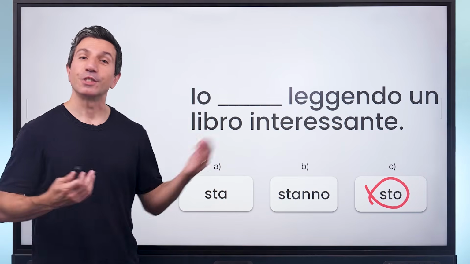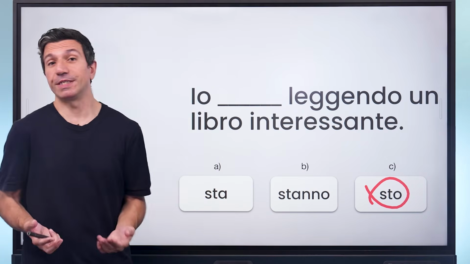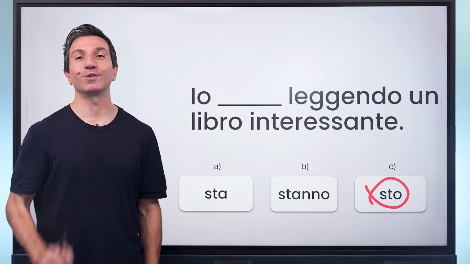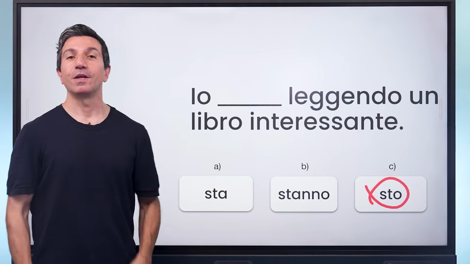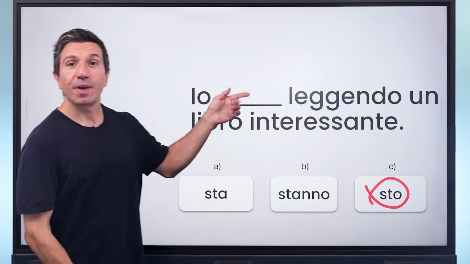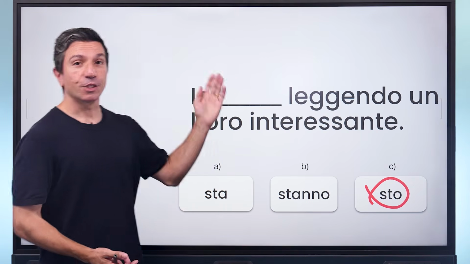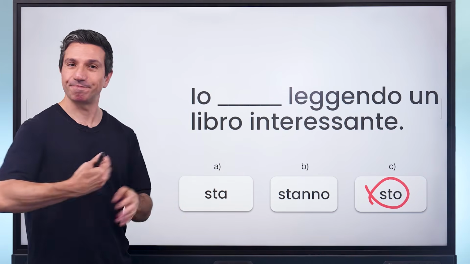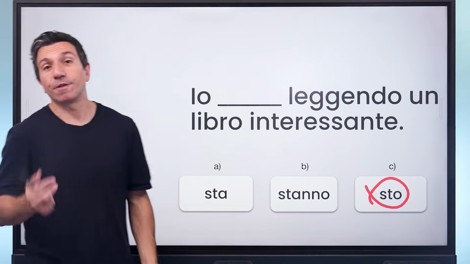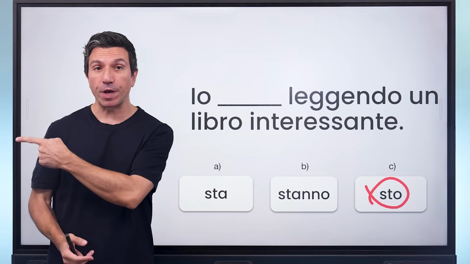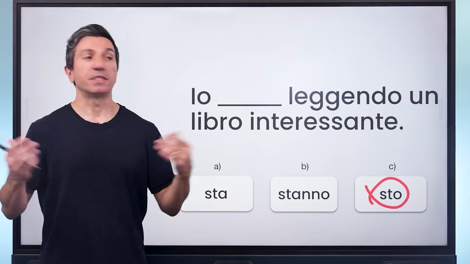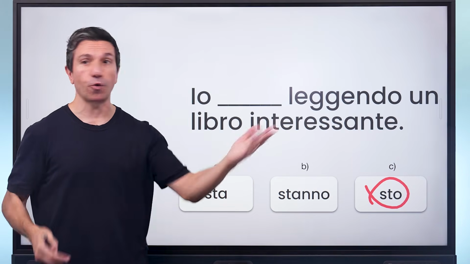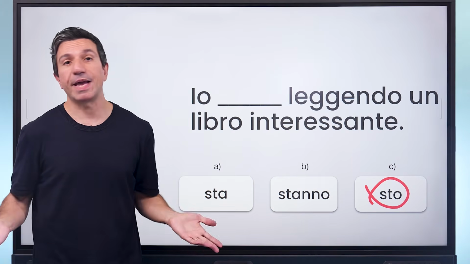We choose sto because the subject is io, I, and sto is the first person singular of stare. The pattern is stare plus gerundio, so sto plus leggendo expresses an action in progress. Sta is the third person singular, lui, lei, and stanno is the third person plural, loro, so they don't match io.